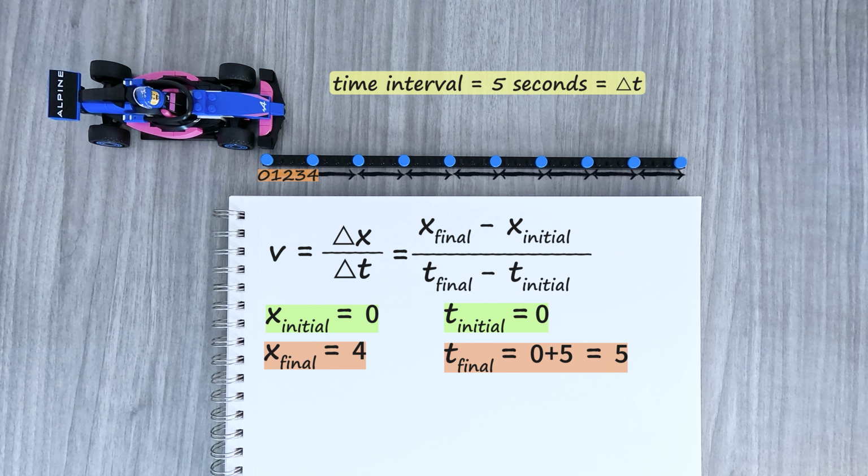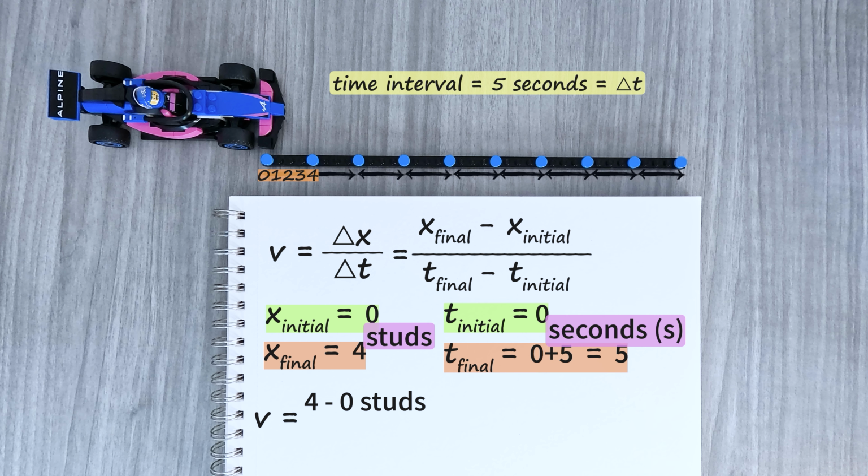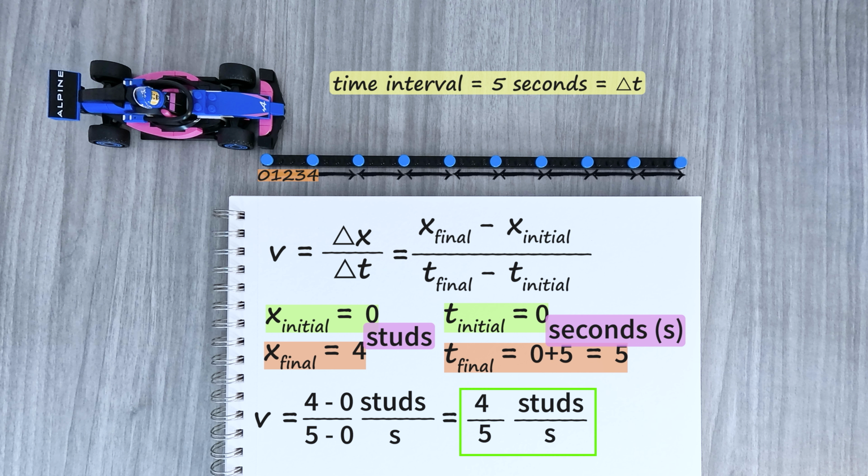For position, we're going to use the unit of studs, since we're counting based on the number of Lego studs. And for time, our unit is seconds, like we said. So we have 4 minus 0 studs divided by 5 minus 0 seconds. That gives us 4/5 studs per second. That's the average velocity for that first time interval.